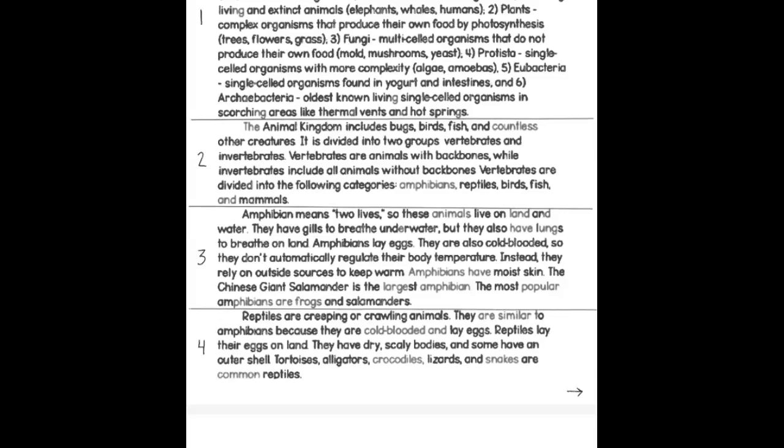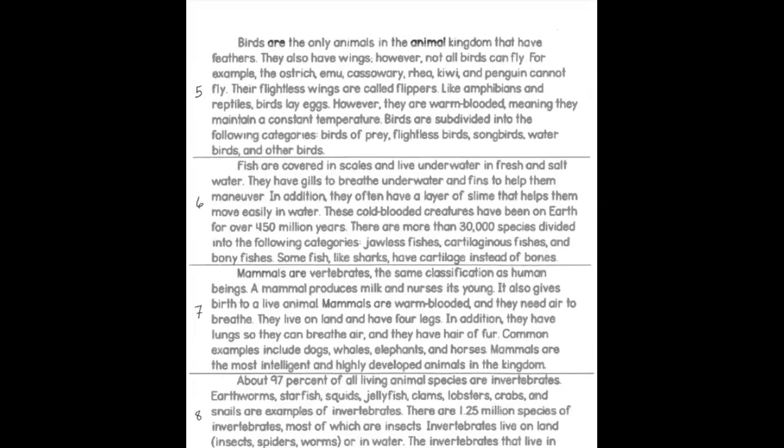Reptiles lay their eggs on land. They have dry, scaly bodies, and some have an outer shell. Tortoises, alligators, crocodiles, lizards, and snakes are common reptiles. Section 5. Birds are the only animals in the animal kingdom that have feathers. They also have wings. However, not all birds can fly.